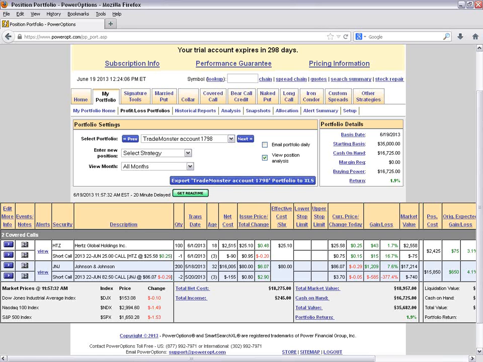Okay? Anytime you enter a new position into the profit and loss portfolio, we have an alerts column here and a set alerts for the different positions. We just want to click on View. So next to HTZ, I'm going to click on View.